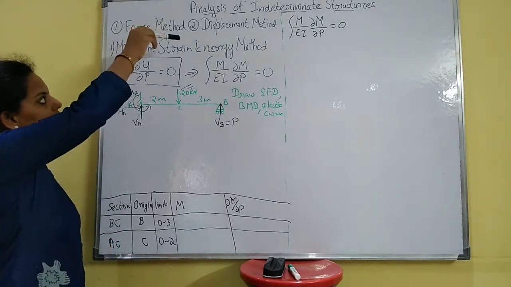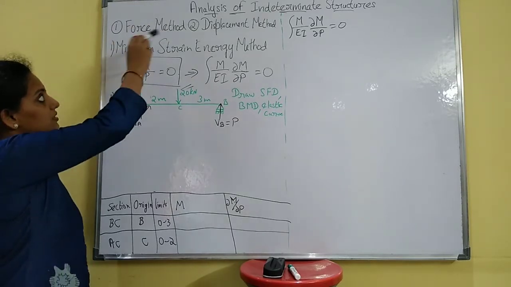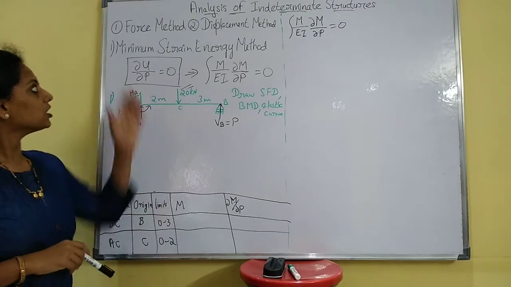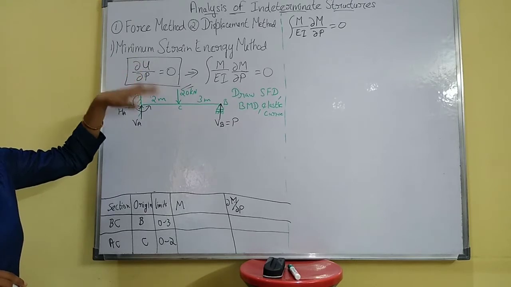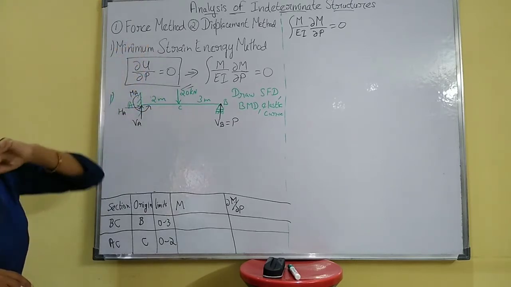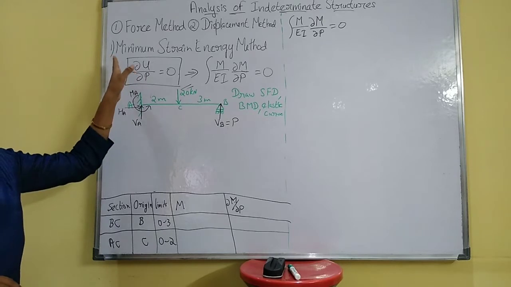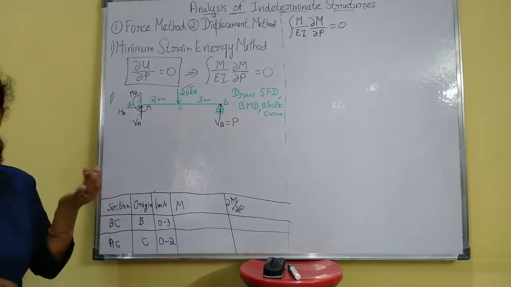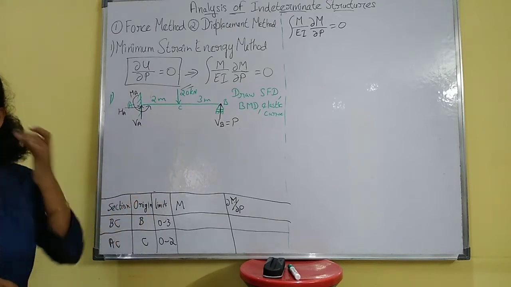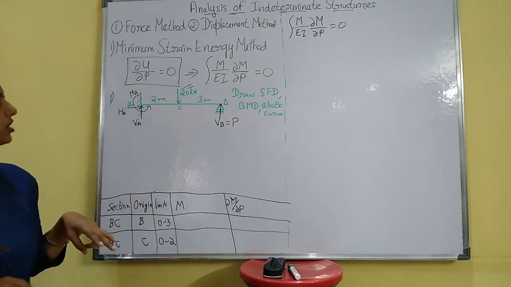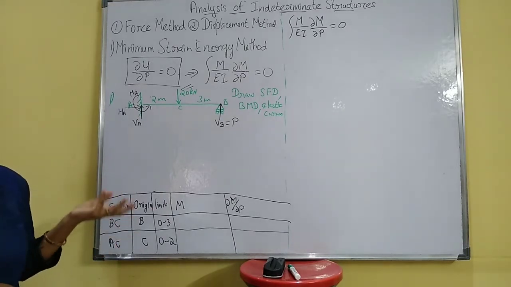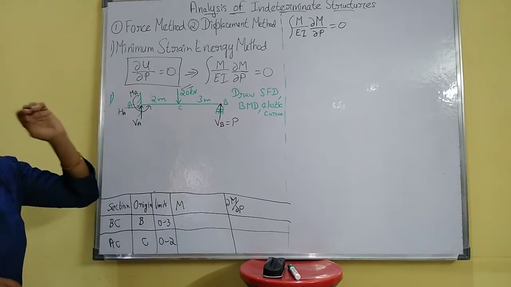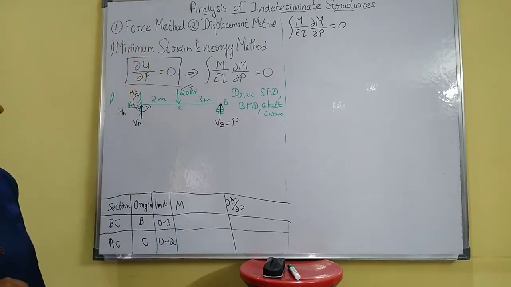Here we have two main types of methods. One is the force method and the other is the displacement method. In the force method, by using the force we analyze the structure. So in the force method we have many methods. The first one is the minimum strain energy method, then we'll study the consistent deformation method, then the three moment equation method, the moment distribution method, Kani's rotation method, and the flexibility matrix method. These are all different methods used to analyze indeterminate structures, and all are based on the force method.